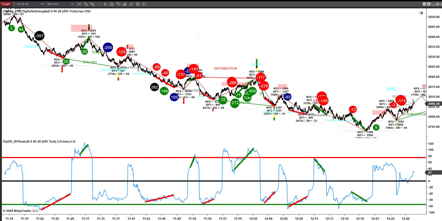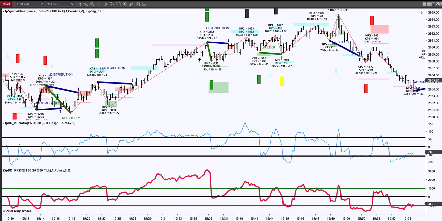So what I mean is this chart here is my standard 300 tick 2-point zigzag chart, and what we'd like to see is the ratios actually giving us really good information. But because of the illiquidity and the ability for the market to drop and then rise with very little contracts being traded, we have a little bit of a problem with that.